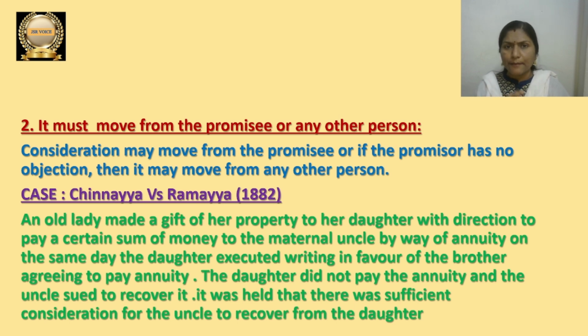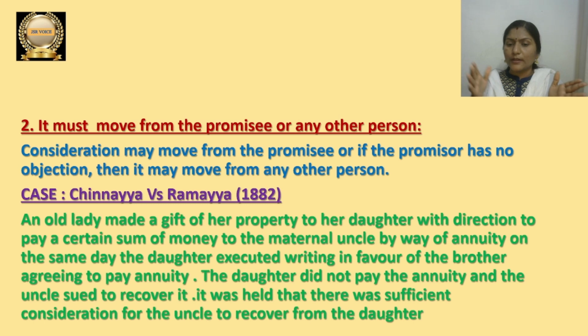And on the same day that the property was transferred, the daughter executed a writing. She wrote on a document in favor of the brother, agreeing to pay an annuity. So the daughter said, okay, you transfer the property, I will pay money to the uncle as an annuity, every year or every month. So here the agreement is between the daughter and the uncle.